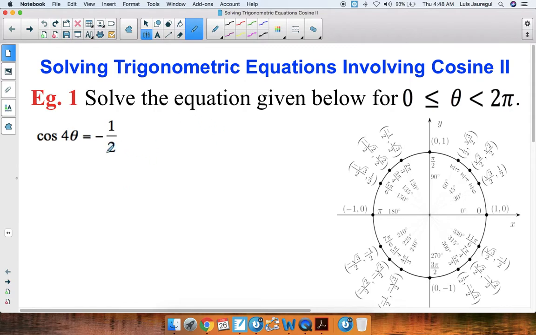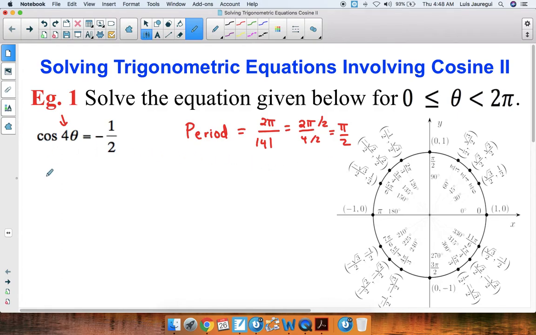So the first thing to figure out here is the period of this function. Recall that the period of cosine of theta is equal to 2 pi. So we take the 2 pi and divide by the absolute value of the coefficient of theta here, which is 4. Now the absolute value of 4 is 4, so we have 2 pi over 4, which after we divide both numerator and denominator by 2 becomes pi over 2. So that's the period of this function.